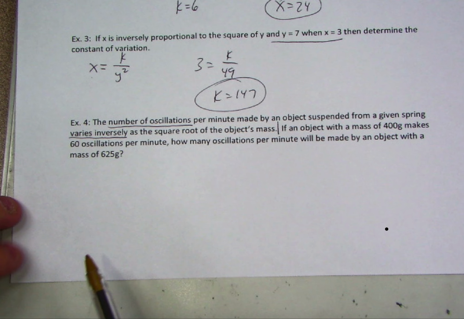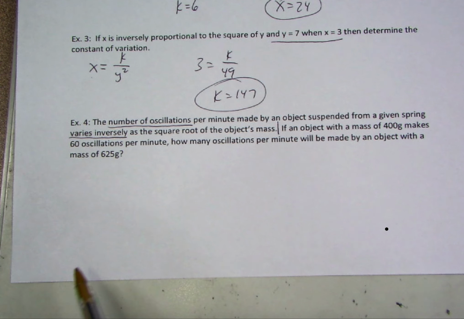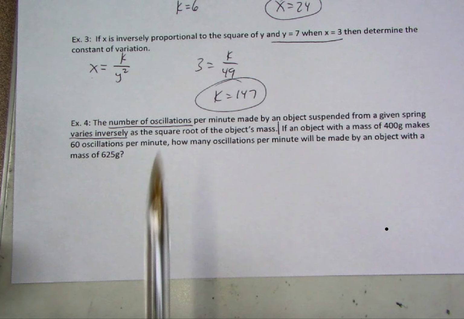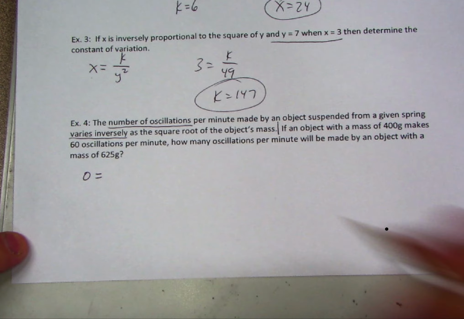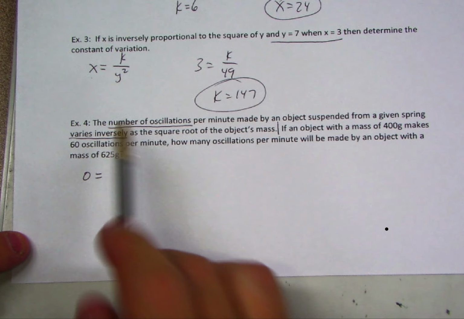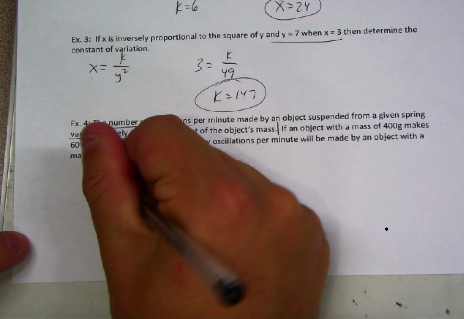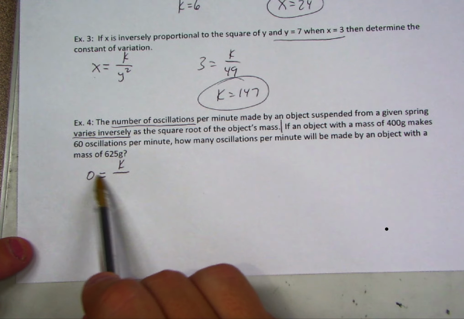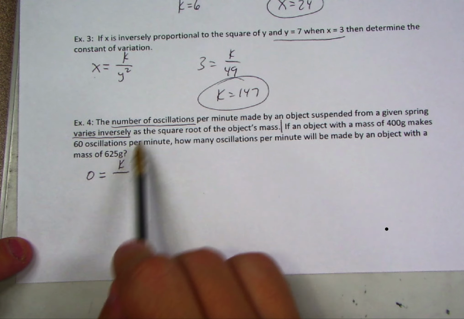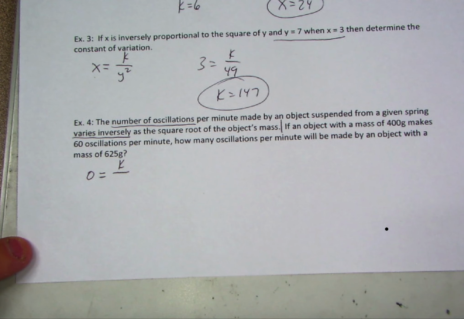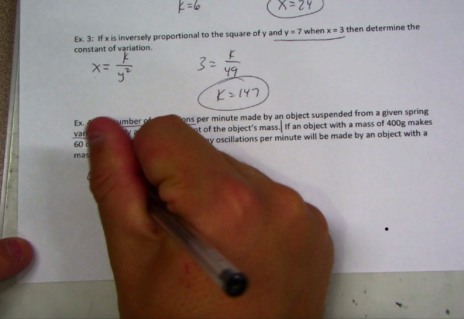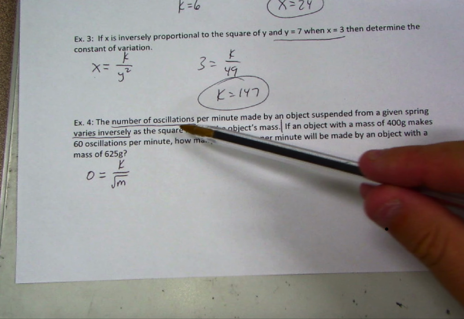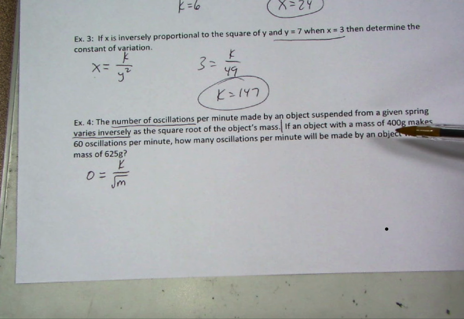And you can use whatever variables you want. I know some people don't like to use O, but I don't care if I use O. So oscillations varies. O equals. Inversely means K divided by. The square root of the object's mass. So the square root of M. I would encourage you to use the letters of the stuff from the problem so you know where you're going to be plugging your numbers into.